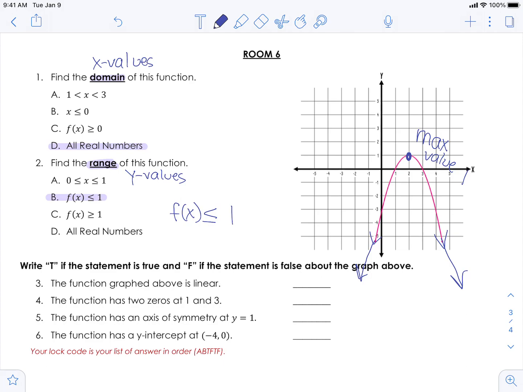We could have eliminated A right off the bat because it says x, and all real numbers, because it's not going up and down forever and ever, so that could have been eliminated as well.